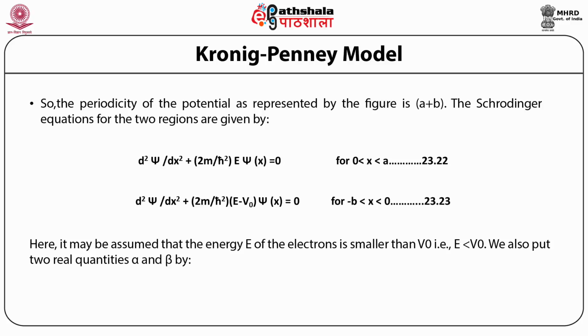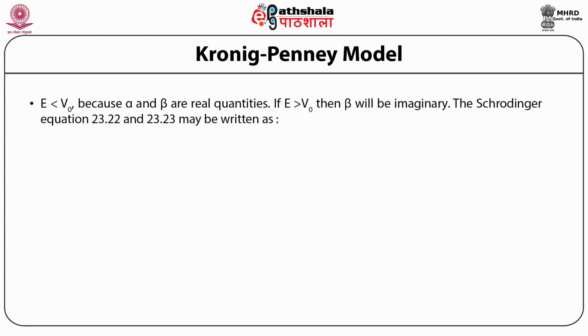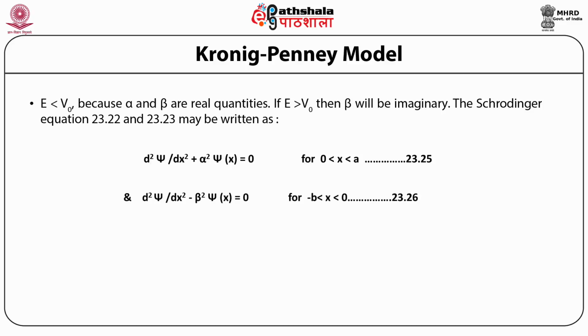We also put two real quantities, alpha and beta, by alpha square equal to 2m E upon h cross square and beta square equal to 2m into (V naught minus E) upon h cross square, which is represented by equation 23.24. For E less than V naught, alpha and beta are real quantities. If E is greater than V naught, then beta will be imaginary. The Schrödinger equations 23.22 and 23.23 may be written as d2 psi by dx2 plus alpha square psi of x equal to 0 for 0 less than x less than a, given as equation 23.25, and d2 psi upon dx2 minus beta square psi of x is equal to 0 for minus b less than x less than 0, which is given as equation 23.26.